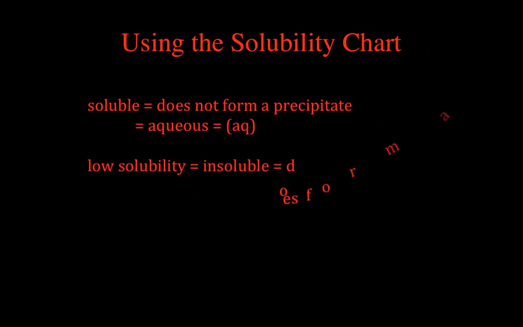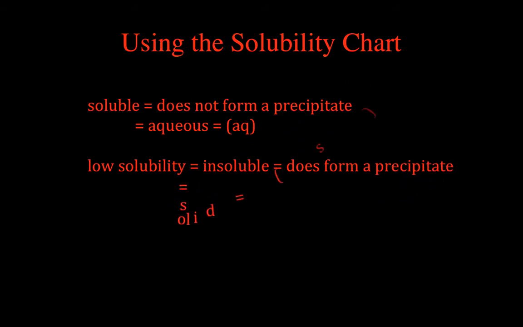Soluble means it does not form a precipitate, and so we call it aqueous, symbolized by a little aq. Sometimes they'll be called low solubility or insoluble. For our purposes, low solubility and insoluble are going to mean the same thing, and that means the ionic compound that forms makes a precipitate. It doesn't dissolve, and therefore it's indicated by a lowercase s in brackets, solid, a little subscript.